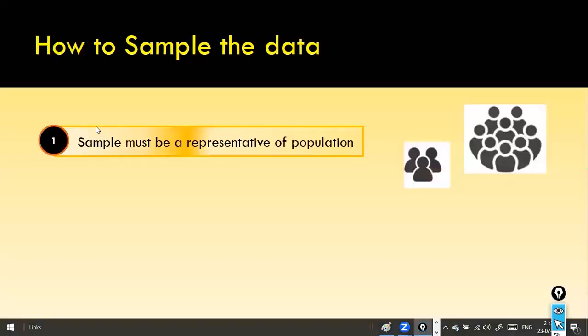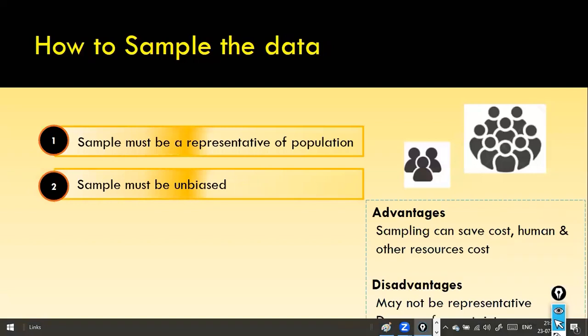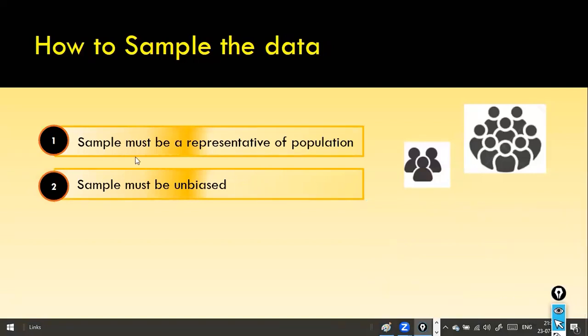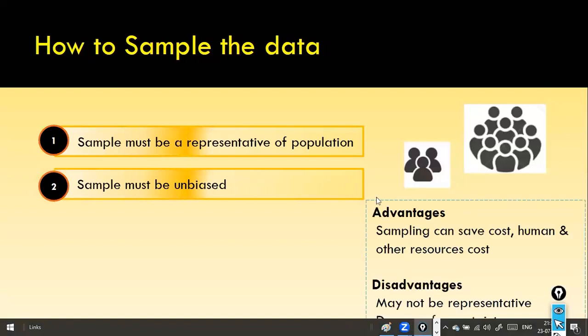The question is, how do we sample the data? As I said, the sample must be representative of the population and it must be unbiased. The advantage here is that sampling can save cost, human and other resource cost. The disadvantage is that it may not be representative. We can run a survey with a different set of people, but still we cannot say that it is representative. The sample survey data you have in your hand cannot represent the population all the time.